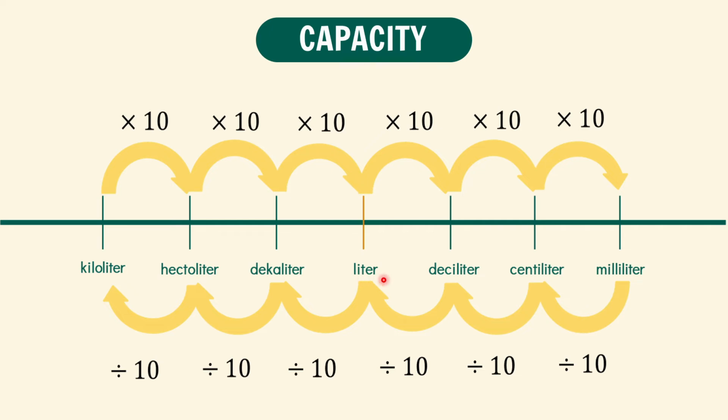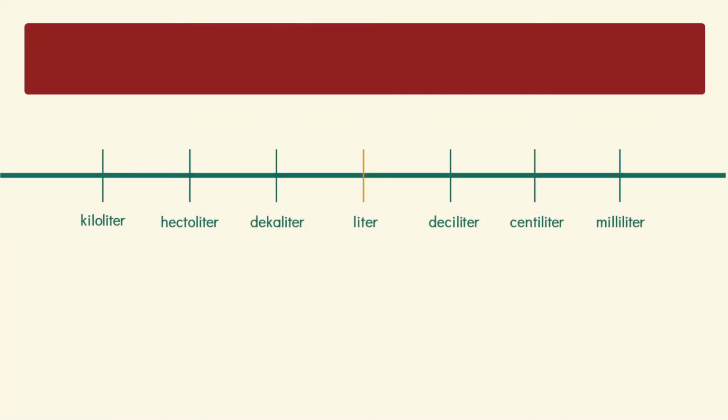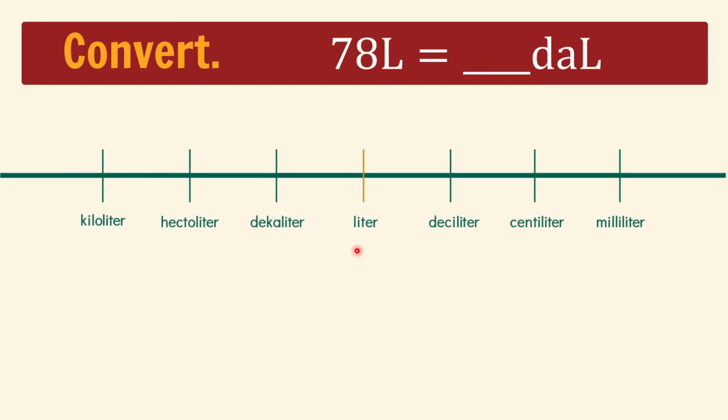And to further understand this conversion of capacity, let's have an example. So convert 78 liters to decaliter. Based from the metric system line, how many steps do we need to make from liter to decaliter and in what direction? That's right, we need to take one step to the left. Since we are converting smaller units to bigger units, what operation will we use in the conversion? Okay, the operation we will use is division.